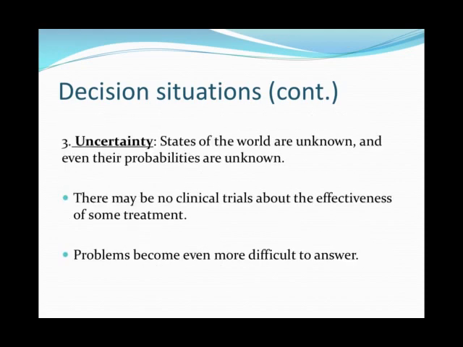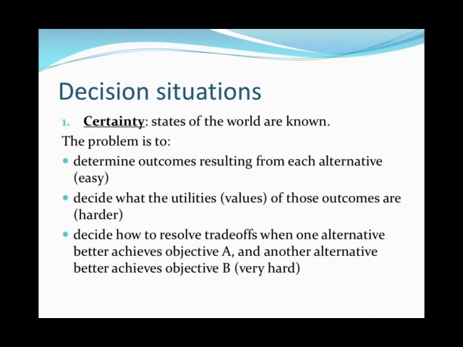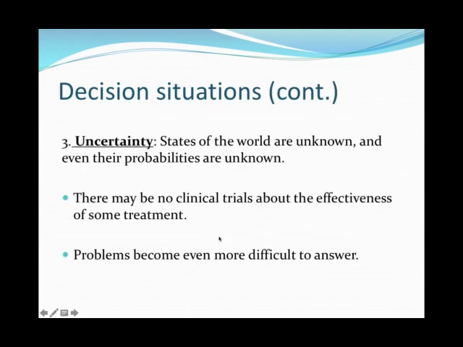The last one, or actually there's two more, but this is the main last one, is a decision made under uncertainty. That's where the states of the world are unknown and even their probabilities are unknown. And so these problems become even more difficult to answer. Determining the outcome, determining the utilities, determining the trade-offs, it's even more complicated. Really virtually impossible to know for sure, which is why it's an uncertain decision.